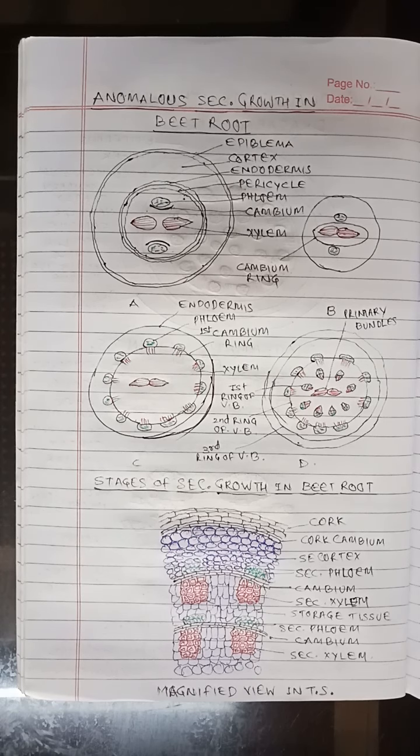Then the origin of second cambial ring. The second cambial ring is also called the first ring of secondary cambium. It originates from the parenchyma of primary phloem present outside the first ring. Sometimes procambial cells between the pericycle and phloem parenchyma also take part in its development.